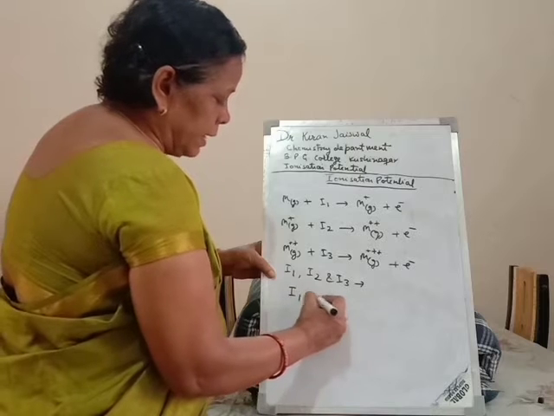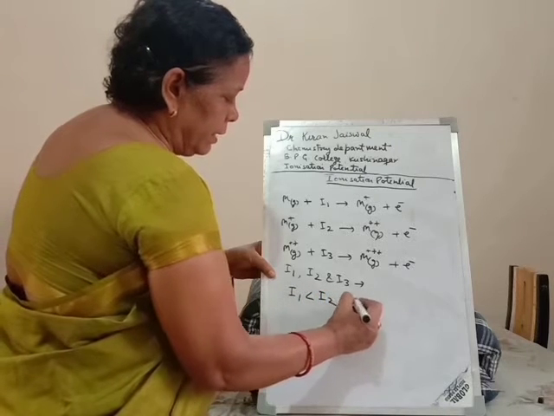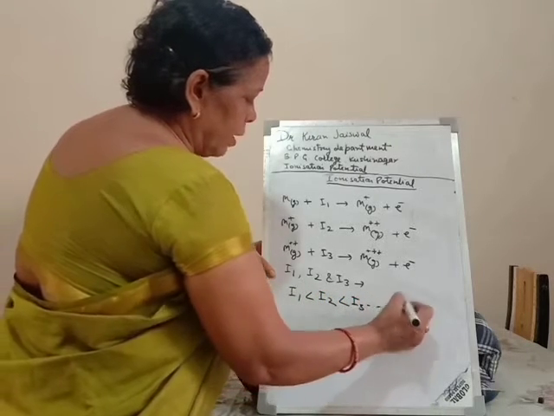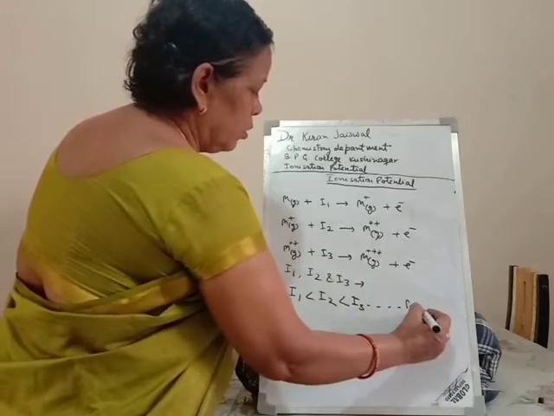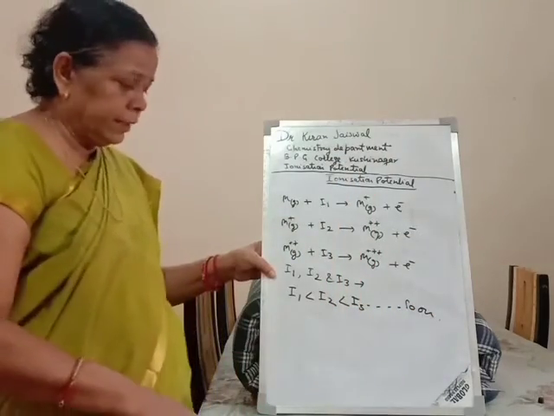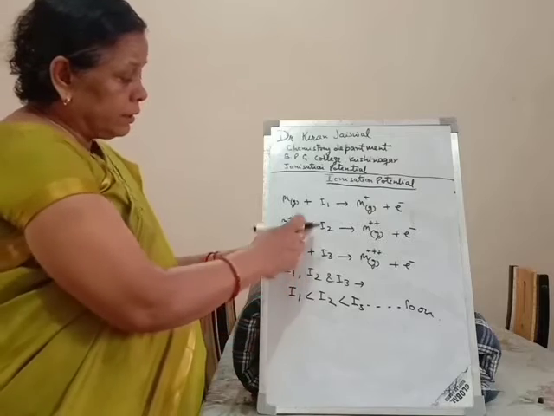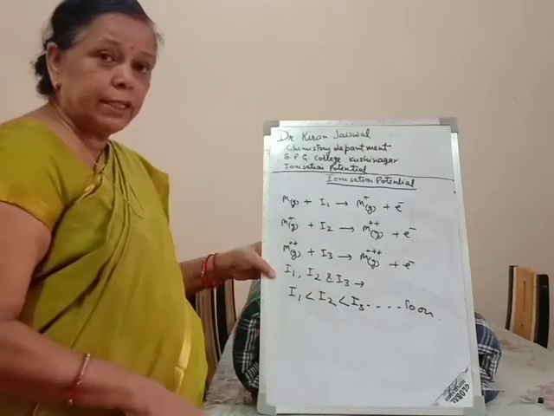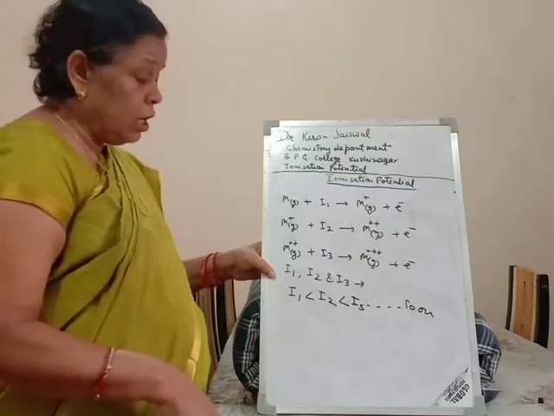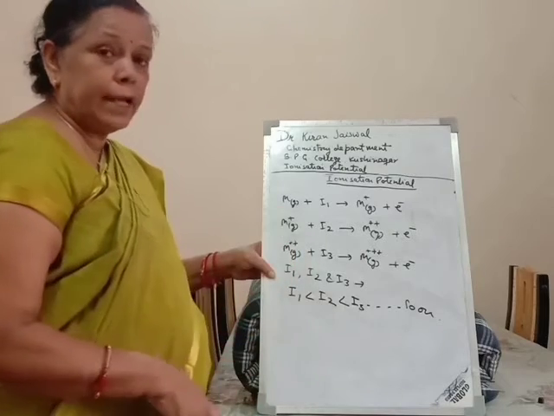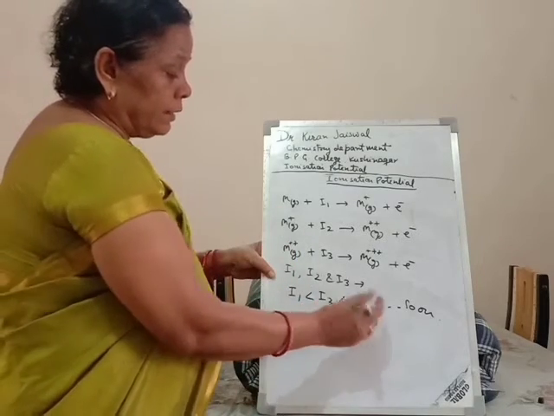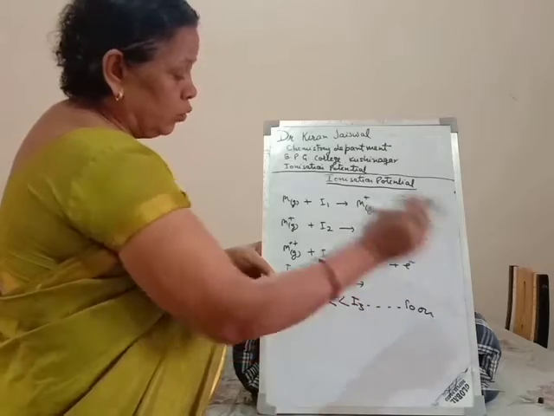The order of I1, I2 and I3 will be I1 is less than I2, which is less than I3, and so on.